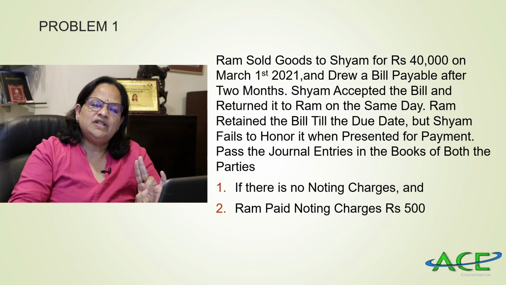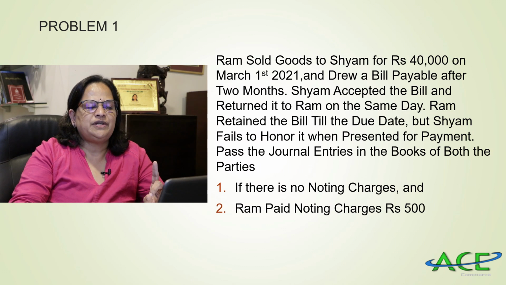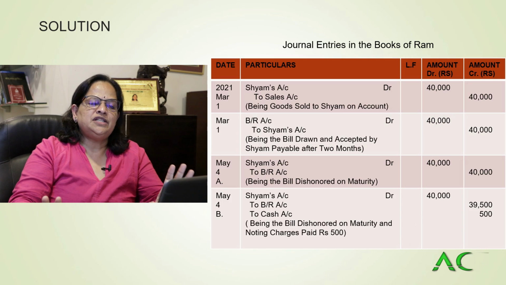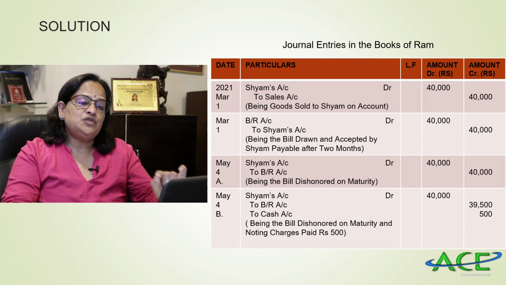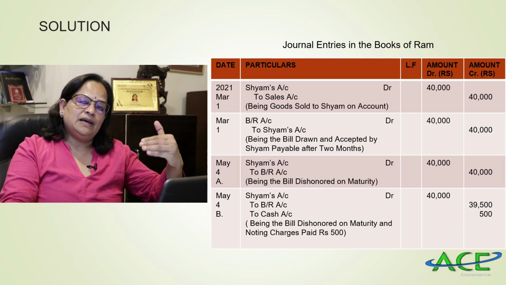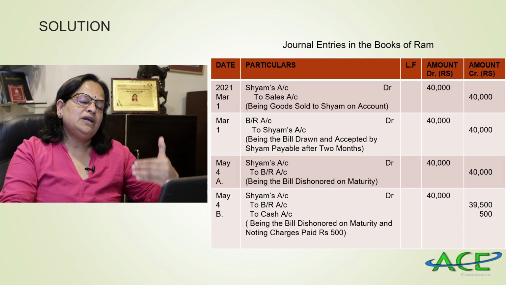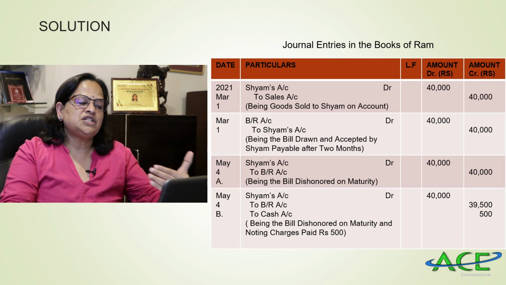So the first case is if there is no noting charges, and the second is if Ram paid noting charges of rupees 500. So here I am going to explain the journal entries in the books of Ram. The first thing, the date of the journal entry, is very important. Till the payment, the date of entering the transaction will be different.